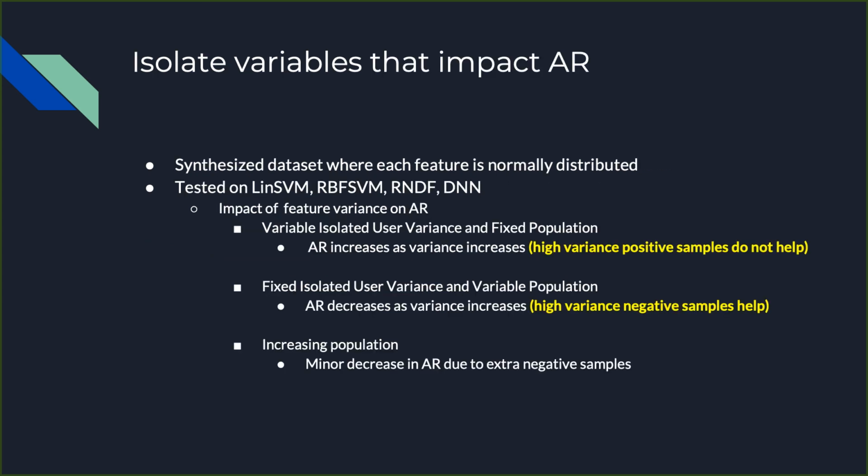So what they did was that they synthesized the data set where each feature is normally distributed, and they did a lot of steps for each feature in order to make sure that these features are both normally distributed and random. And then they tested it on the same 4 models as before, and they tried 3 different modifications to the features inside. The first one, they call variable isolated user variance and fixed population. What that means is that for the target user, which is the true positive data samples, they increase the variance.